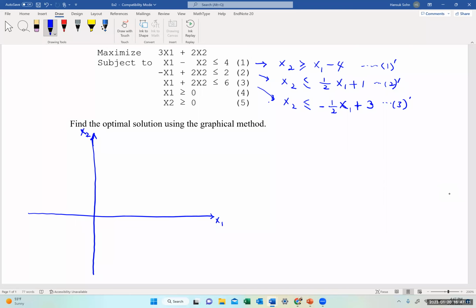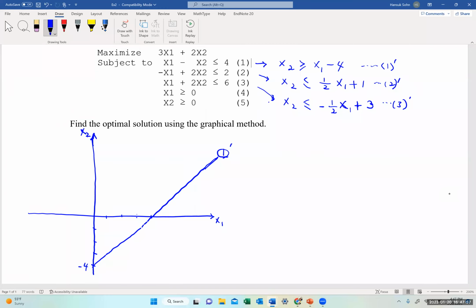And the first constraint has a slope of 1 and an x2 intercept of -4. So let me do this: 1, 2, 3, 4, -4, and then 1, 2, 3, 4. So I'm going to draw a line, something like this. So this is going to be our constraint number 1 prime, or 1 is fine.